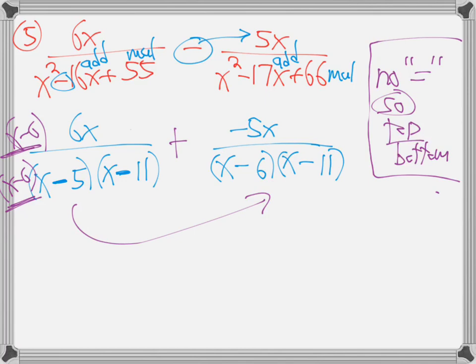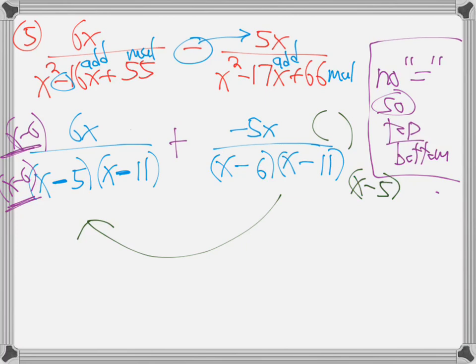So I don't change that fraction, right? If you're doing the same thing top and bottom, I'm not changing that fraction. It'll look different when I'm done, but it won't be different because I did the same thing to the top and the bottom. Now the other one, what am I going to do to the other one, top and bottom? What does it need to be the same? X minus 5.